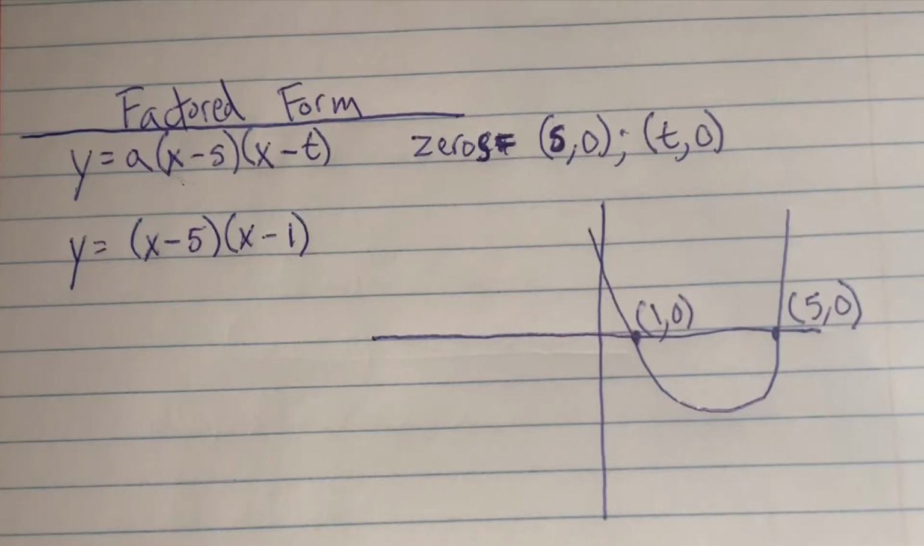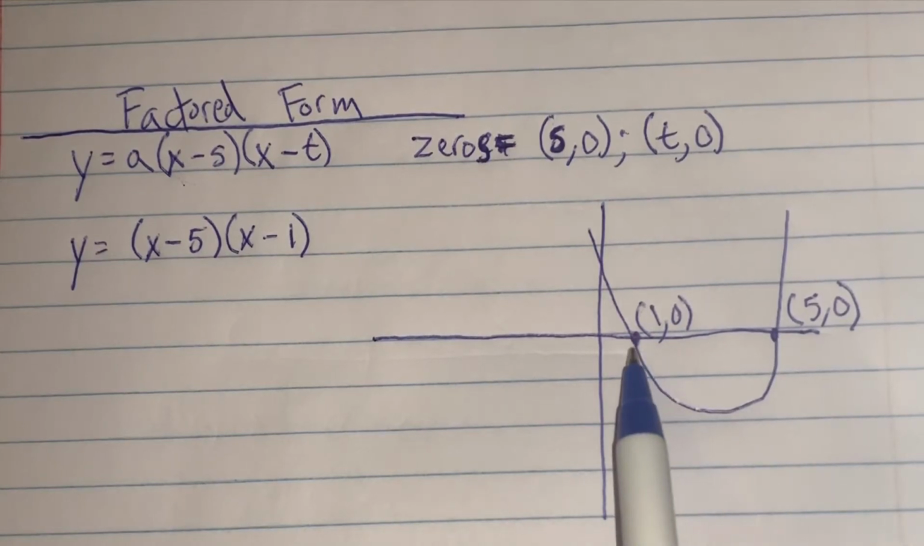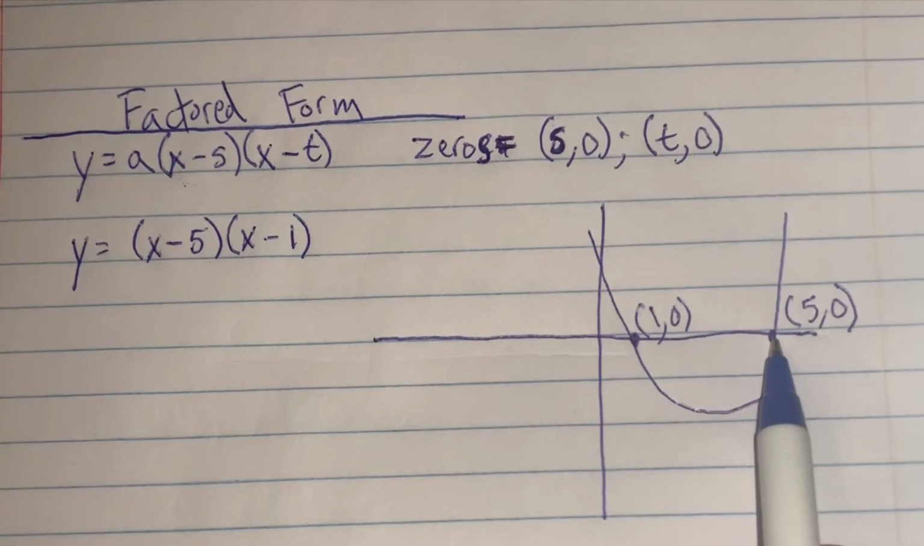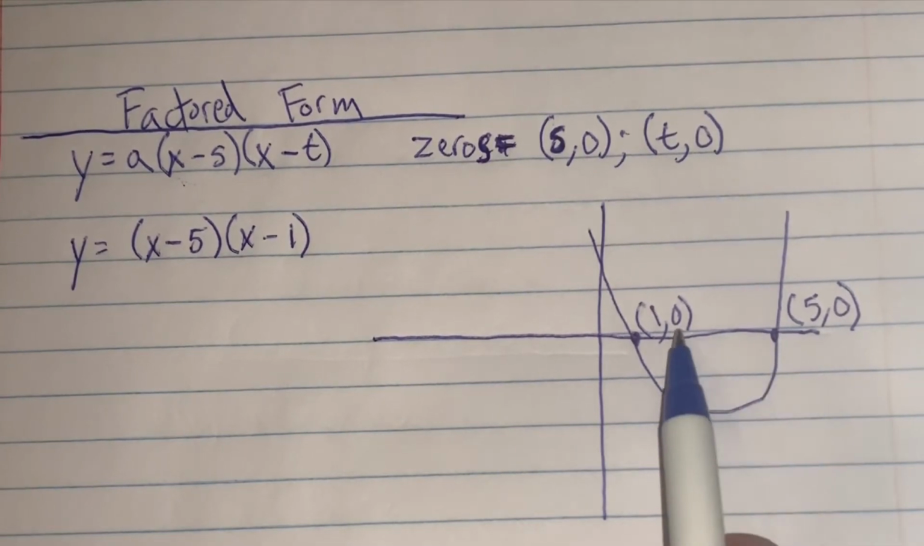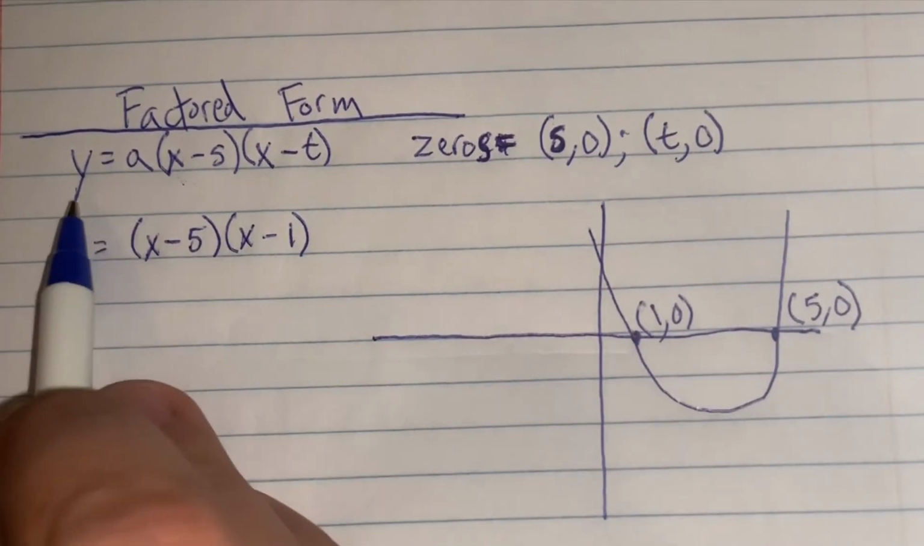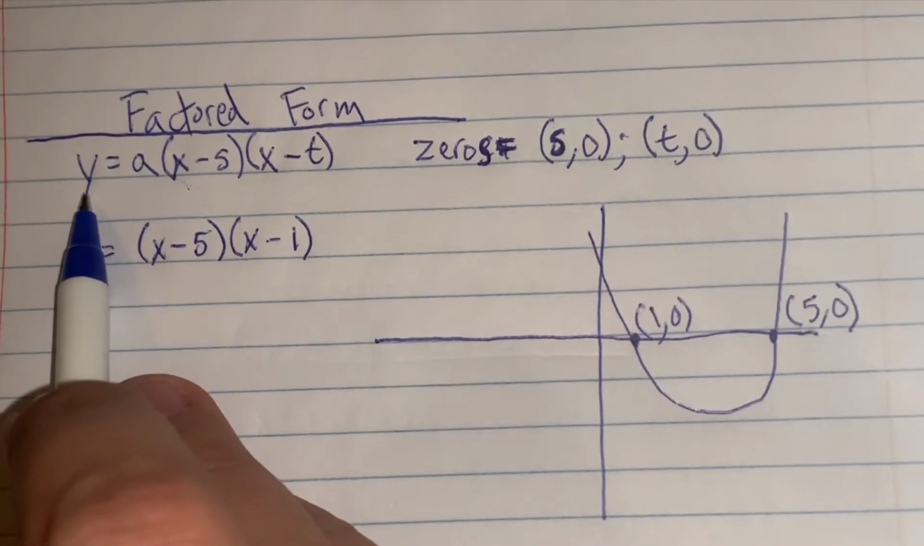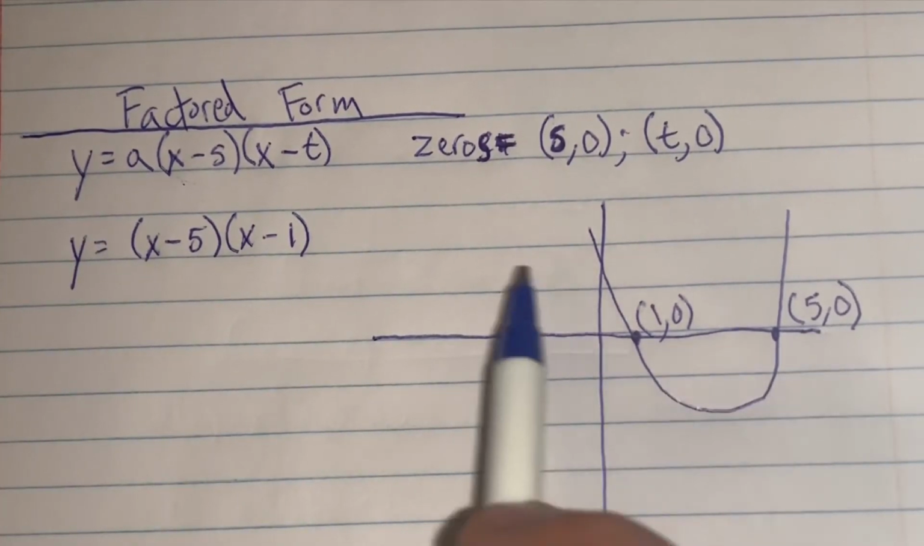The final form of quadratic we're going to learn about is called factored form. And what factored form tells us about the graph is where the zeros are located. And the zeros are the points where the graph crosses the x-axis. And they're called zeros because the y values are 0. So if we set this equation equal to 0, then we will get these values.